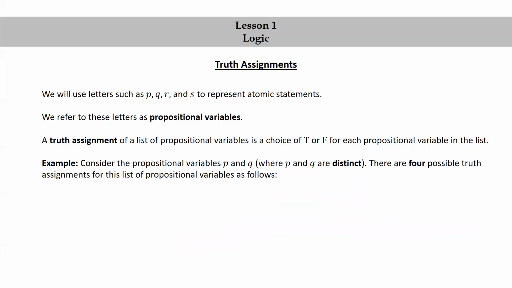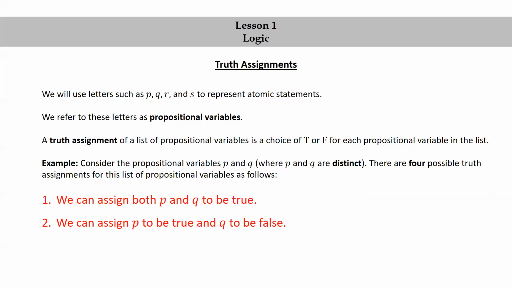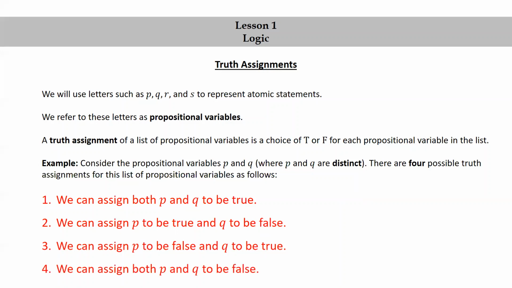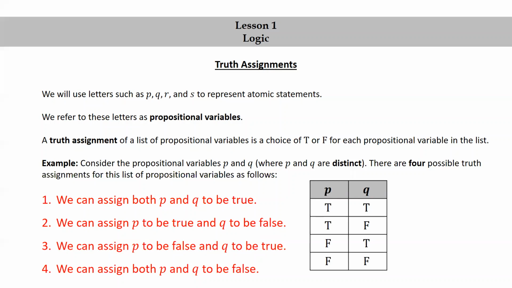There are four possible truth assignments for this list of propositional variables as follows. We can assign both P and Q to be true. We can assign P to be true and Q to be false. We can assign P to be false and Q to be true. And we can assign both P and Q to be false. Again, we can visualize this with the table. This time there will be two columns, one for P and one for Q, and four rows: TT, TF, FT, and FF. These are the four different truth assignments.